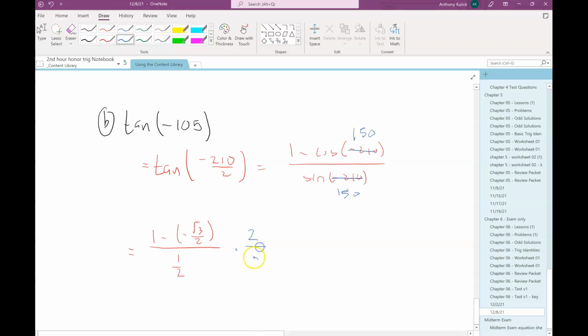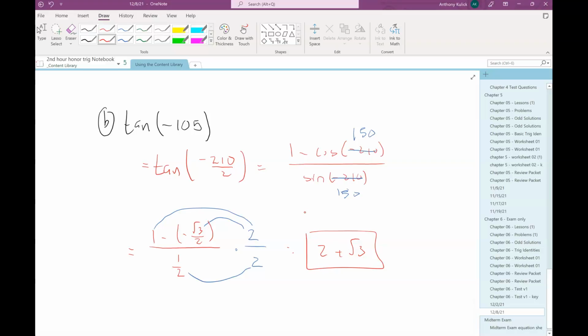Notice that if we had done the other way, though, we would have. So get rid of the fractions. And I'm just left with 2 plus root 3. It's over 1, but I'm not going to bother even writing the over 1 for you guys. And we're done. It's not so bad, right? Okay.